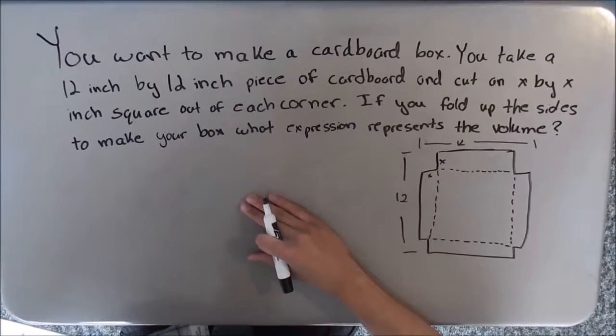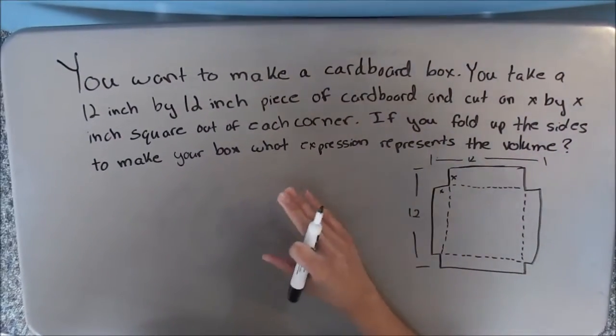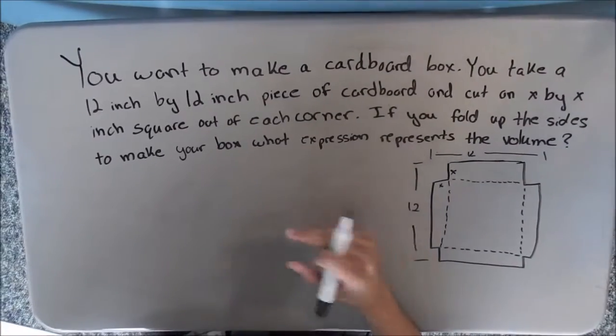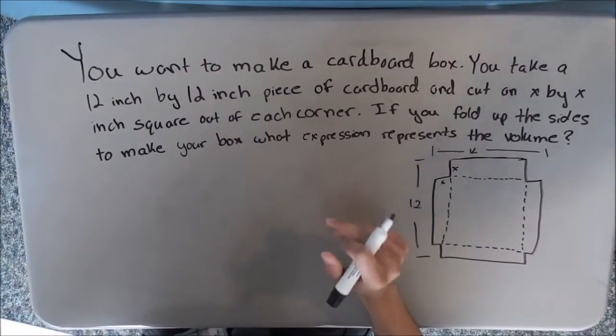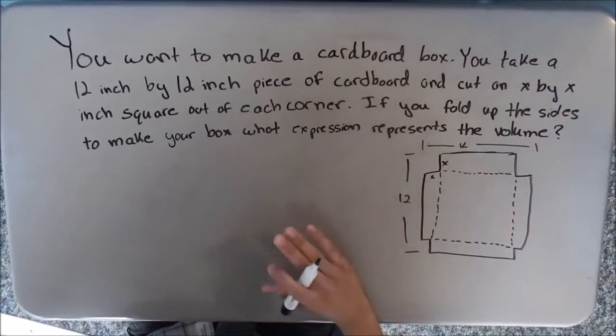Alright, so let's get down to solving this problem. You want to make a cardboard box. You take a 12-inch by 12-inch piece of cardboard and cut an x by x inch square out of each corner. If you fold up the sides to make your box, what expression represents the volume? Hey guys, if you want to try out the problem for yourself, go ahead and pause this video.